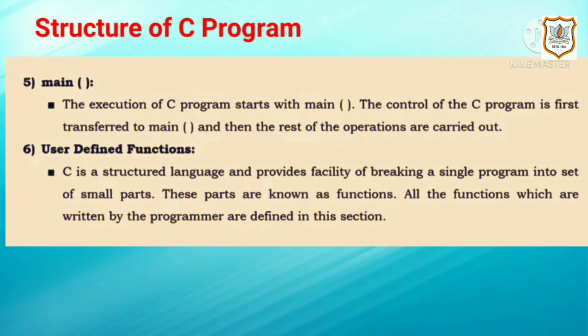This one is the main method. The execution of a C program starts with the main method. The control of a C program is first transferred to the main method and then the rest of the operations are carried out. Last one is user-defined functions. C is a structured language and provides the facility of breaking a single program into a set of small parts. These parts are known as functions. All the functions which are written by the programmer are defined in this section.